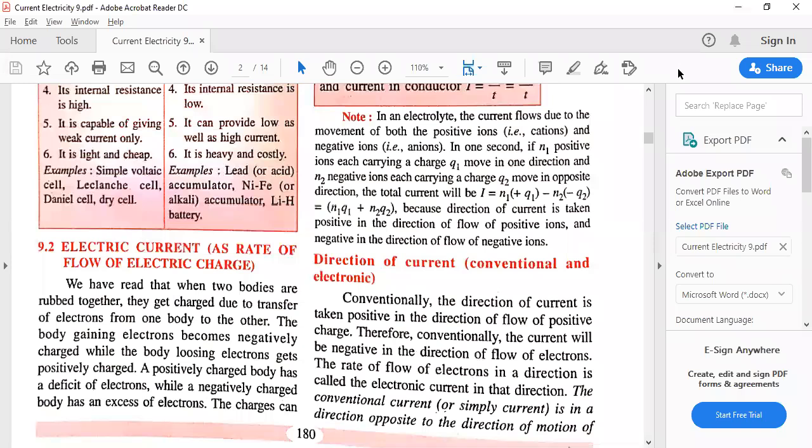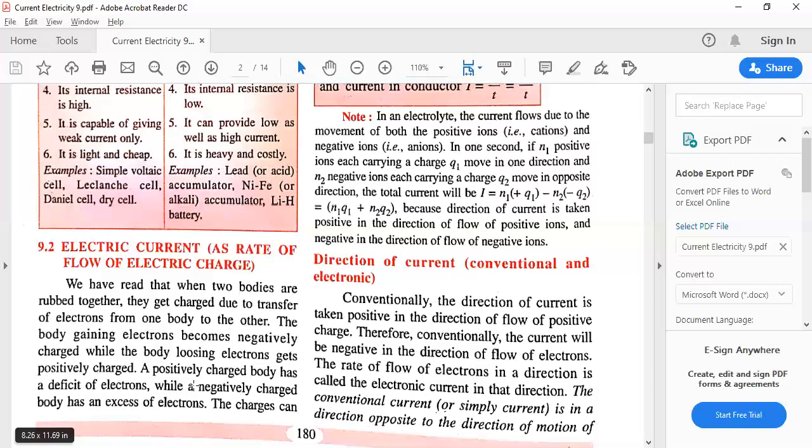Now whenever you rub two bodies, they get charged due to transfer of electrons from one body to the other. The body gaining electrons becomes negatively charged, because electrons are negative. So when you have more electrons, that body is called negatively charged. And when the body tends to lose electrons, you say that body is positively charged, because when you lose electrons, you have more protons. So therefore, you say that body is positively charged.